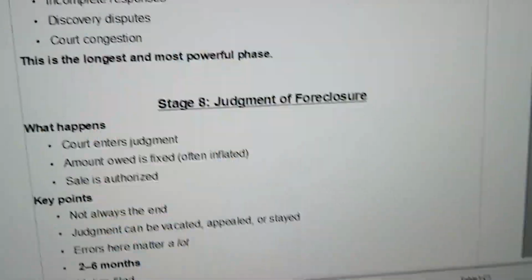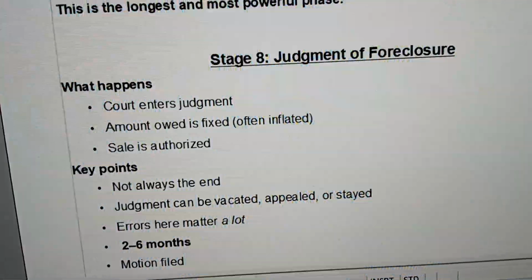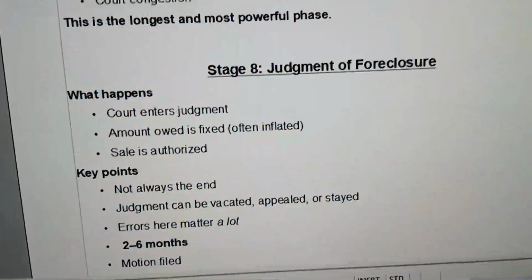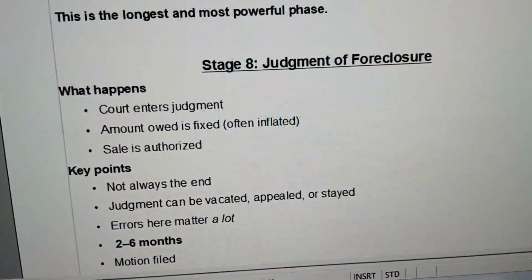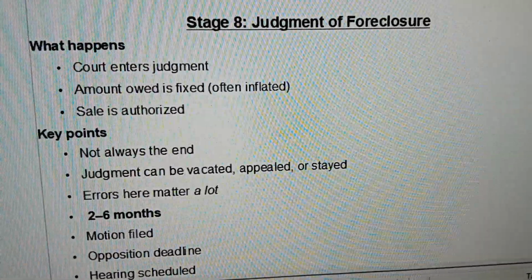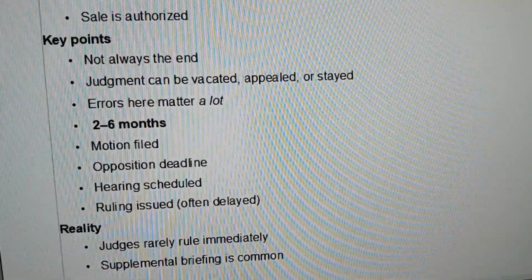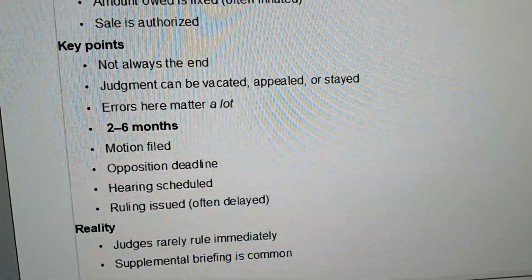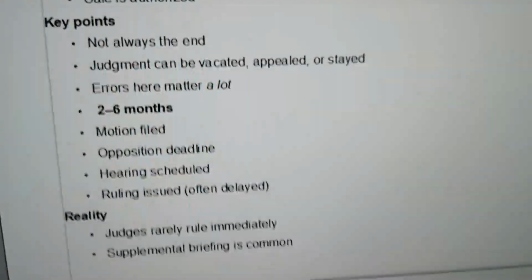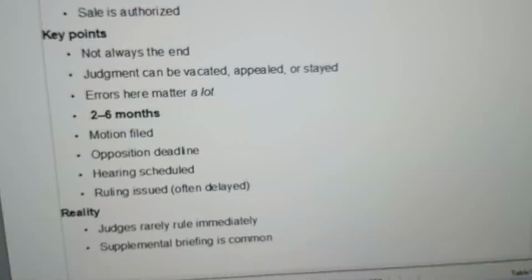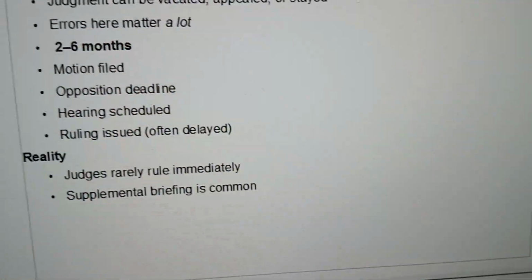Stage 8, judgment of foreclosure. What happens? The judge enters judgment. The amount owed is fixed, often inflated. Sale is authorized. The key point here is it's not always the end. Judgment can be vacated, appealed, or stayed. Errors here matter a lot. This takes 2 to 6 months, guys. A motion is filed, an opposition deadline passes, a hearing is scheduled, and a ruling is issued, which is often delayed. The reality here is judges rarely rule immediately. Supplemental briefing is common.